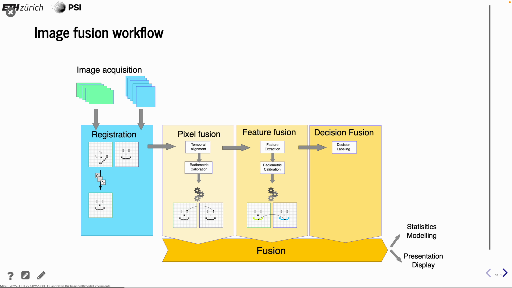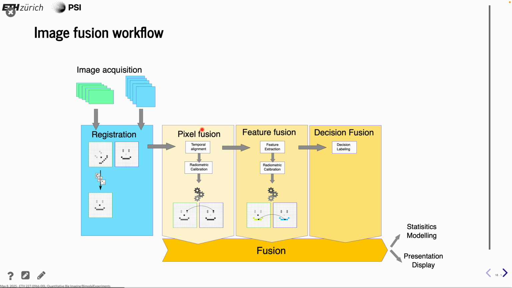The image fusion workflow is quite similar, at least in the beginning, to the dynamic experiment. So you start with your image acquisition, and the images can be of different shapes, different gray level depths, etc. So the first step you need to do is to register the images, and as you know from the last lecture, registration means that you do a lot of transformations, rotation, translation, scaling, and so on, until you have the two images in the same orientation.